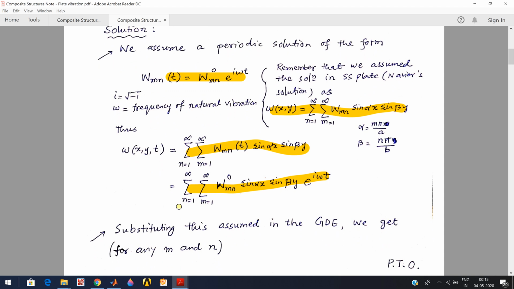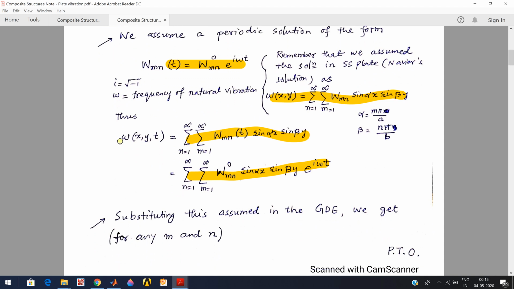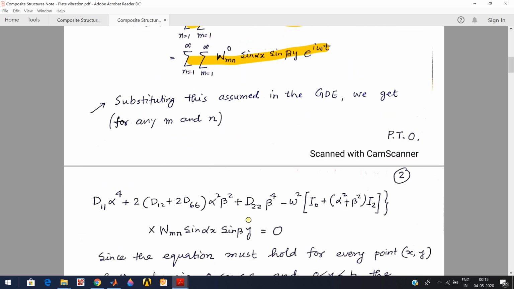Now if we substitute this W in the governing differential equation, then we get this equation. So it is very easy to see how this form of the equation is coming.